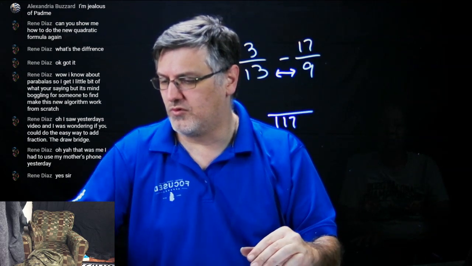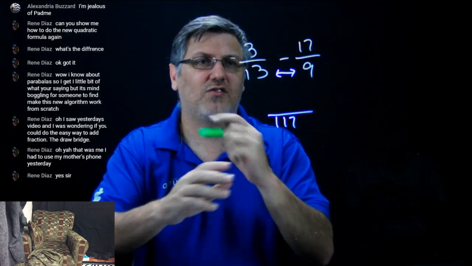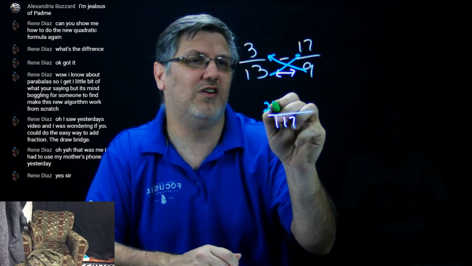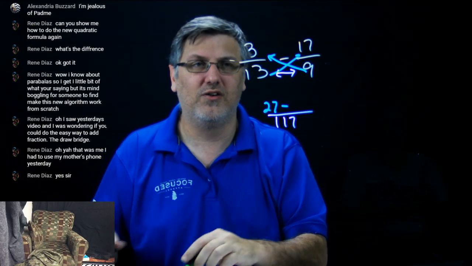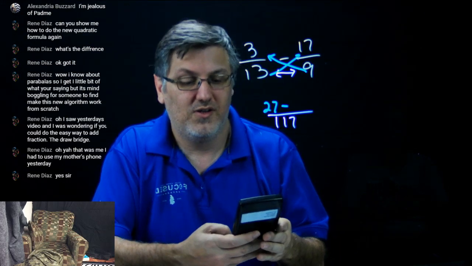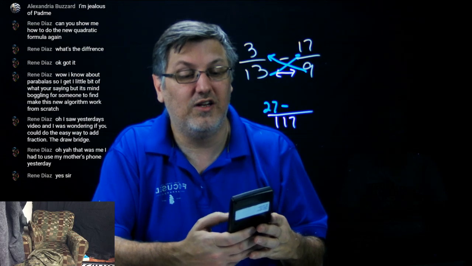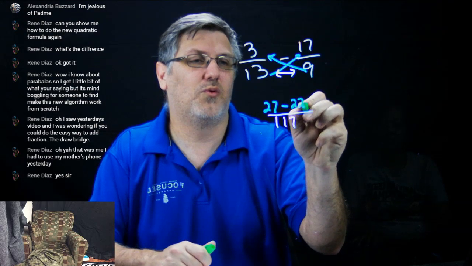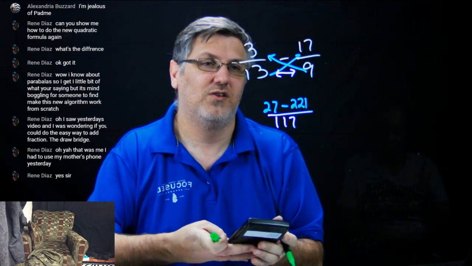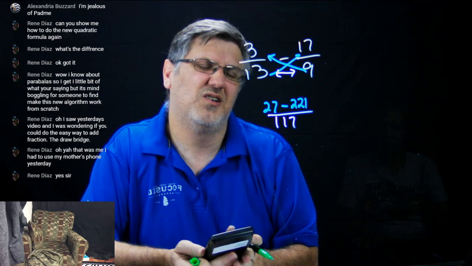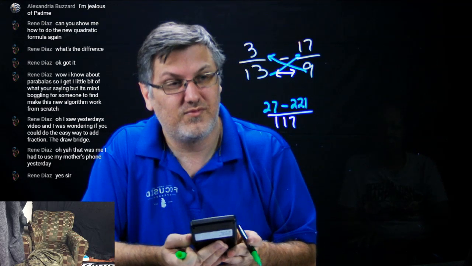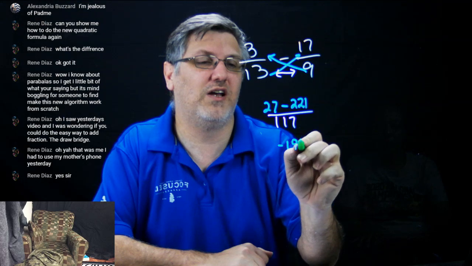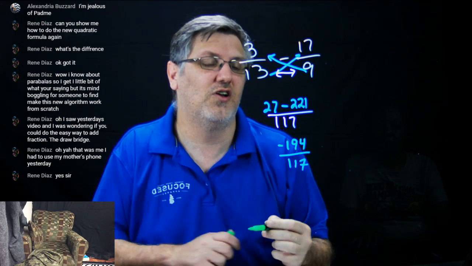And then I'm going to multiply up going like this with my hands. Here and here. 9 times 3 is 27. Minus, bring my minus down. I'm not doing 13 and 17 in my head. 17 times 13 is 221. Now we just simply subtract. 27 minus 221 is negative 194. Now we have negative 194 over 117, and you're done.